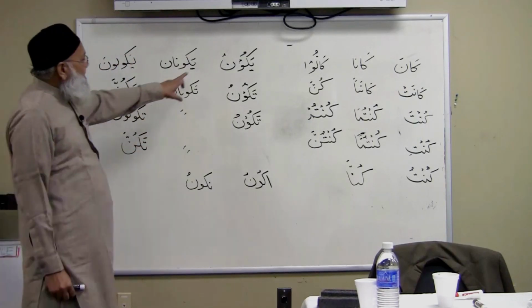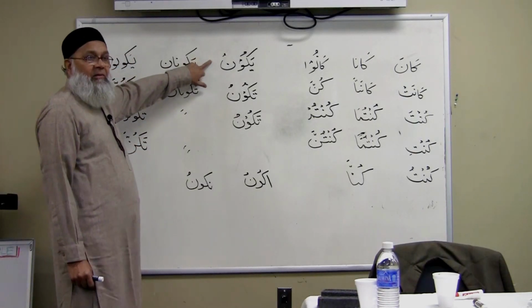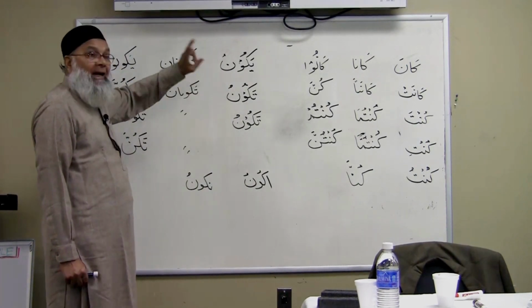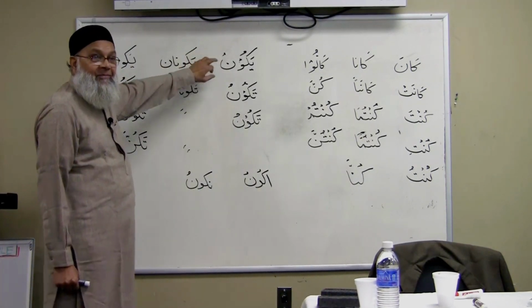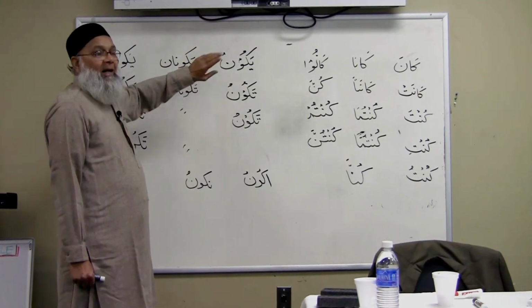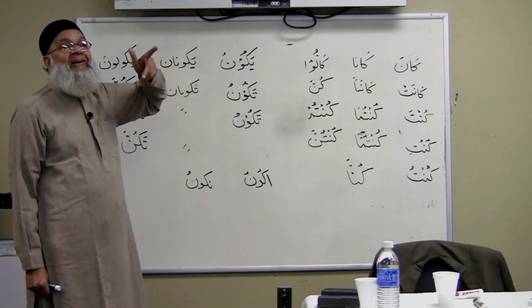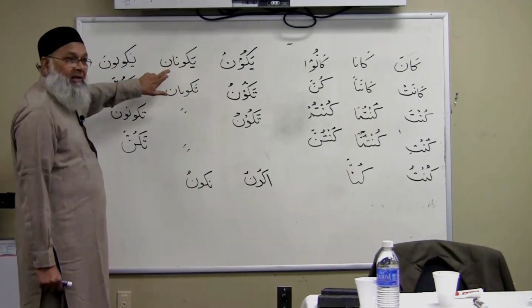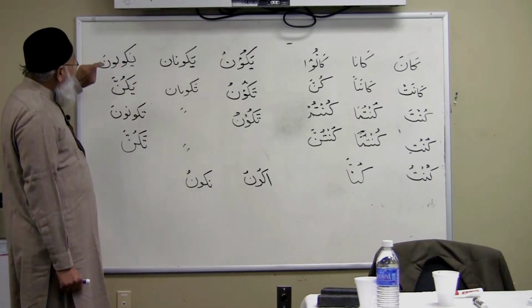Then the lighter form would be one by one. Yakuna. So that's the light form, like yakuna. I said lighter. Yakun, yakun, yakuna, yakunu.